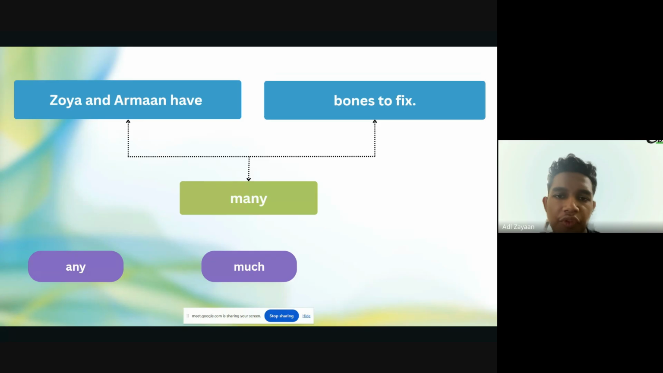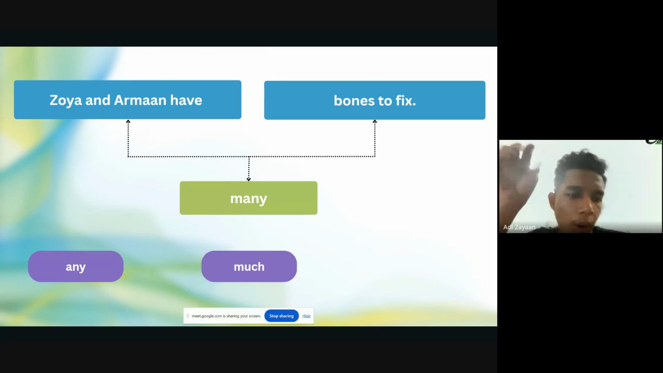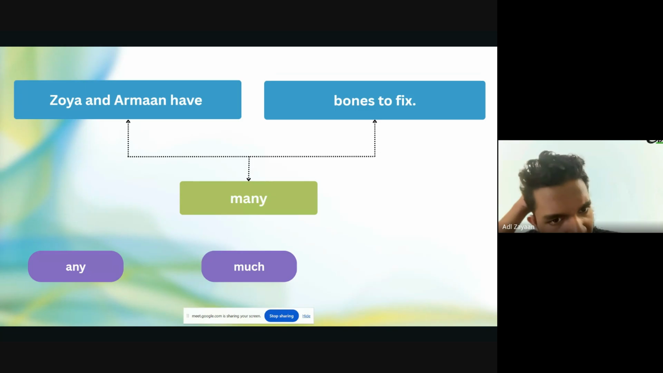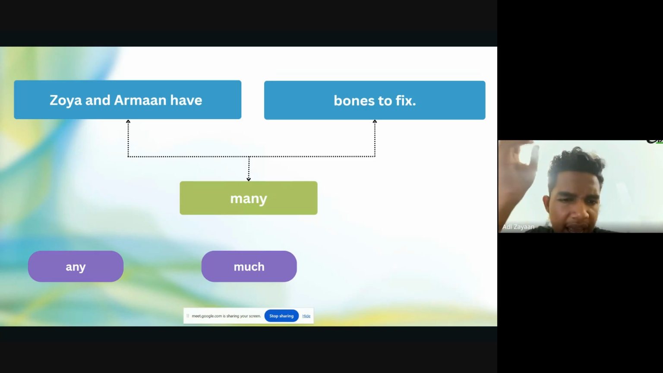Why many? Because the number of bones to fix is countable, right? If it is countable, we'll use many. If it is not countable, we'll use much. So many is the most appropriate word here. Any does not make sense here. So Zoya and Arman have many bones to fix.